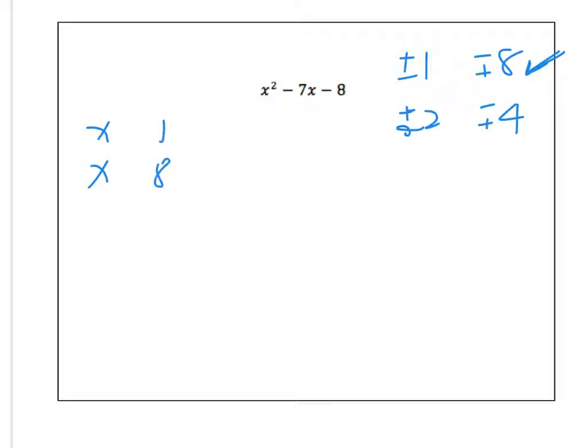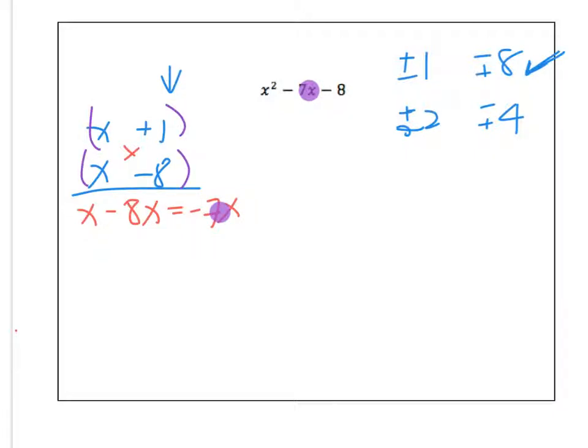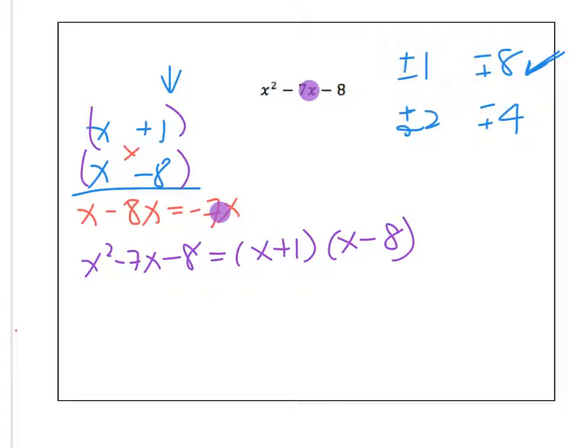Now, I want to make sure that this pair multiplied gives me negative 8. Because I'm looking for negative 7x as my final answer, I'm going to give the negative sign to my 8, to my big number. Now if I cross multiply, I have 1 times x is 1x, negative 8 times x is negative 8x. I add the two terms together, I should have negative 7x. So in this case, I do have my middle term answer right here. So my factors are right in front of my eyes. I can draw the conclusion that x squared minus 7x minus 8 equals x plus 1 times x minus 8.